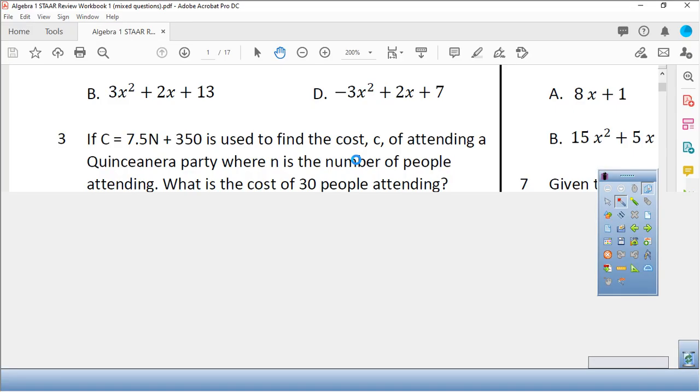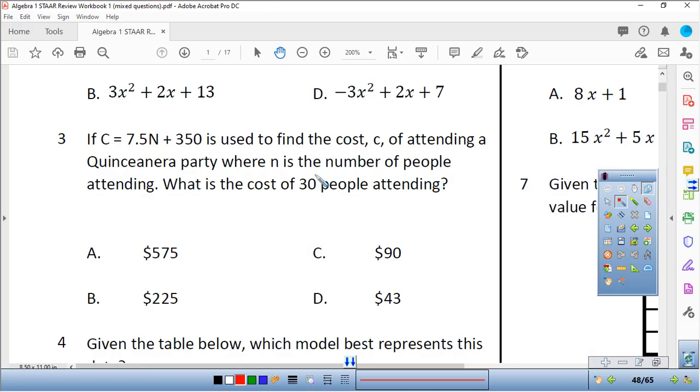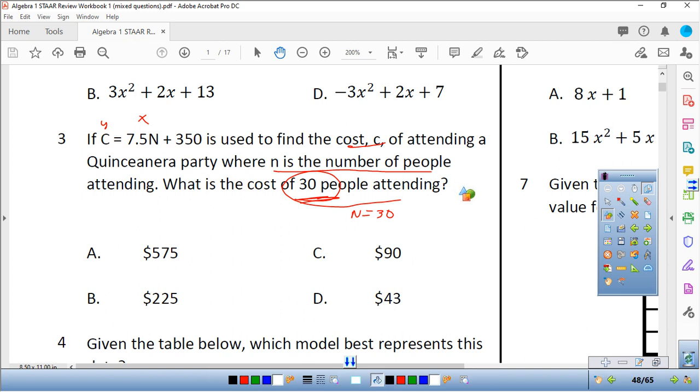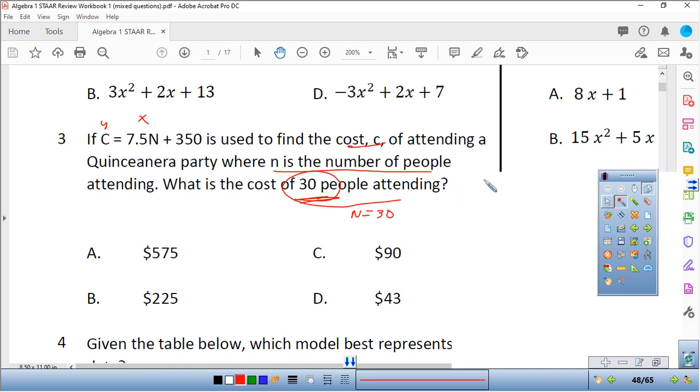Now, in all this madness, remember what I always showed you: this is like your y and your x. You can put in the variables they want. No big deal. This is pretty easy. What is the cost of 30 people attending? The cost is C, and N is the number of people. They're saying N is equal to 30, so basically you plug it in. That's it.